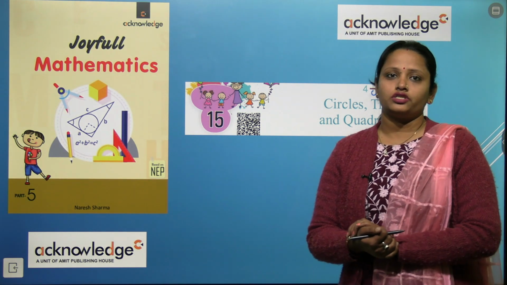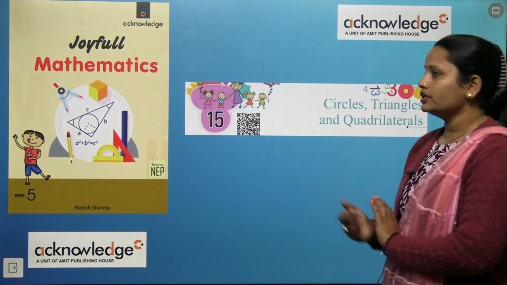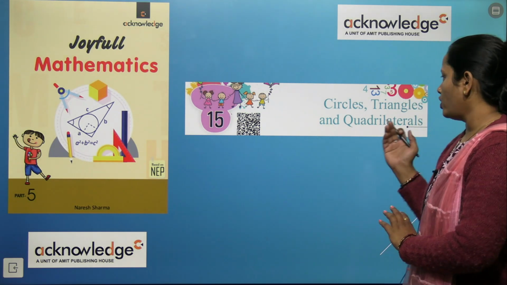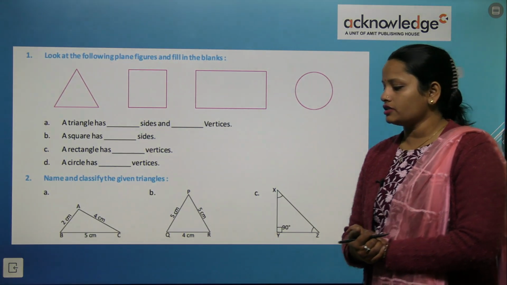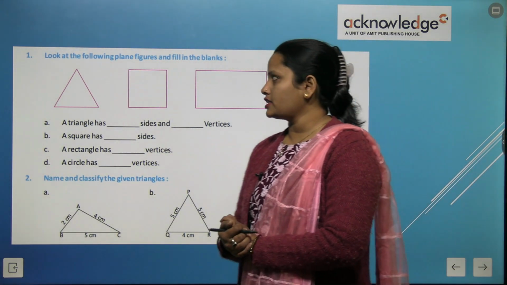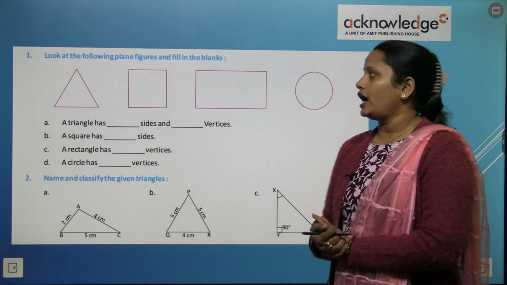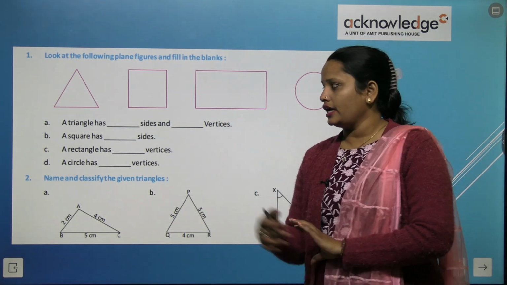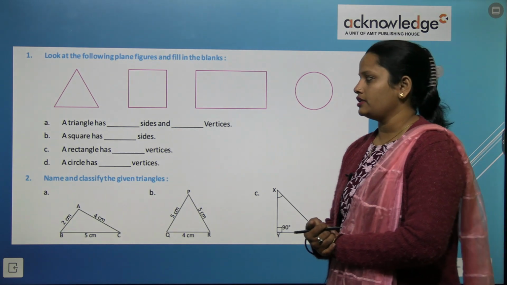And today we are going to start chapter number 15, Circles, Triangles and Quadrilaterals. So let's start the chapter. Here an exercise is given. You have to look at the following plane figures and fill in the blanks. यहाँ पे कुछ figures दिए गए हैं. You have to look at them and then you have to complete the sentences.